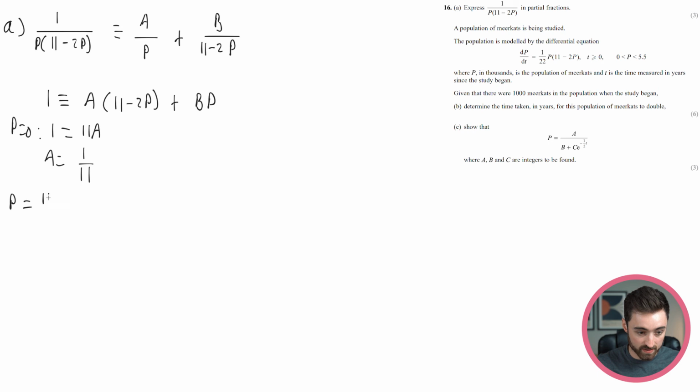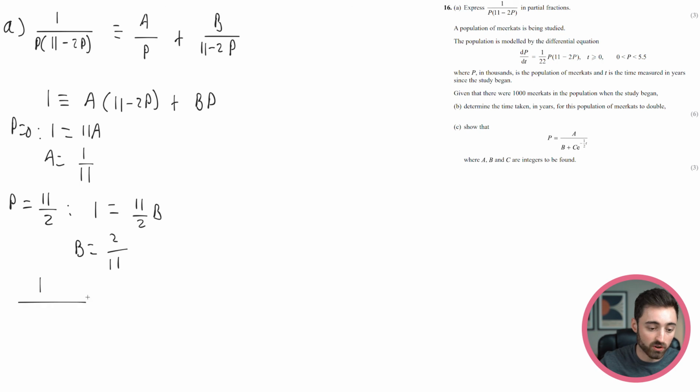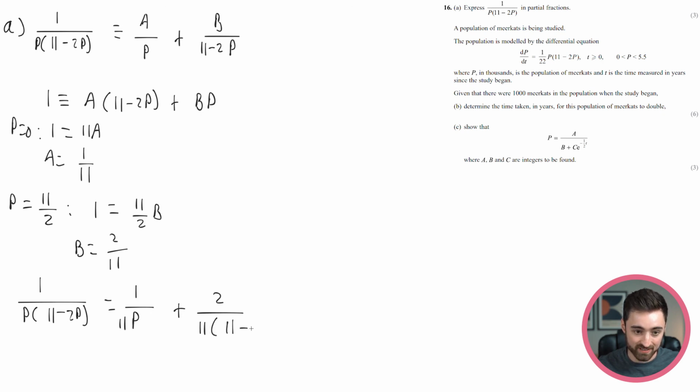What's it going to be? Is it going to be 11 over 2? I reckon so. So that is going to get me 1 is equal to, 11 minus 2 times 11 over 2 is going to go to 0. So I'm going to get 11 over 2 b. So b is going to be 2 over 11. Fantastic. So to kind of finish off, I'm going to get 1 over p times 11 minus 2p is the same as 1 over 11p plus 2 over 11 times 11 minus 2p. A lot of 11s flying about here.